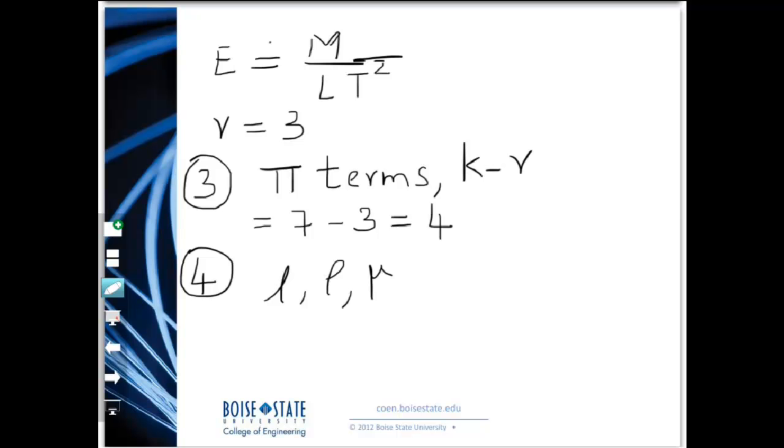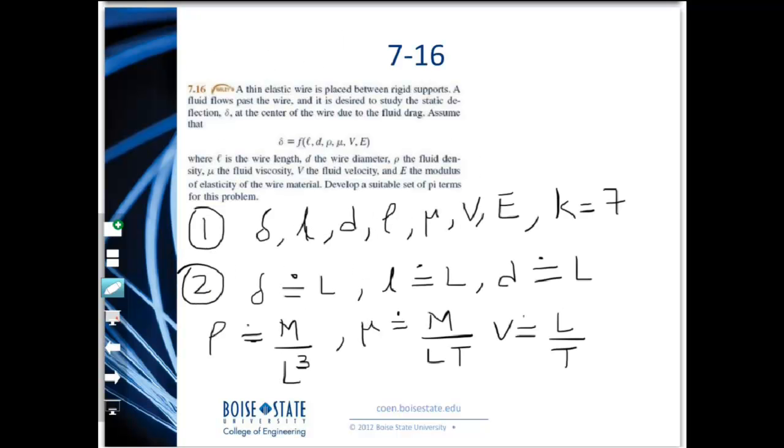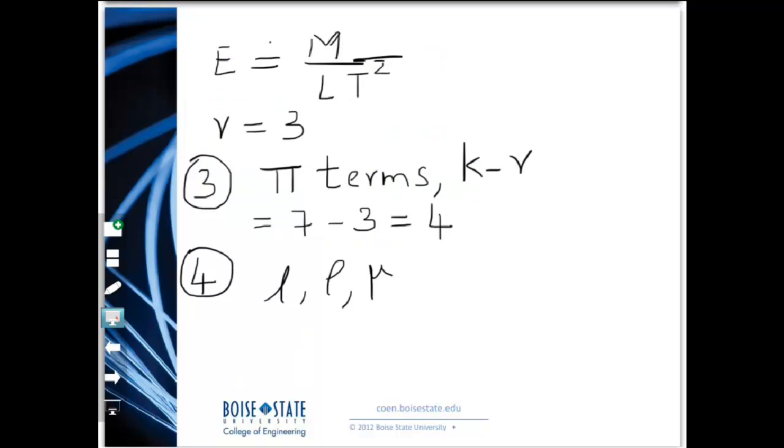Another way to look at it is I can pick D, V, and E as my repeating variables. Even they don't form a dimensionless group. So you can see that you can come up with several answers, but as long as you come up with 4 pi groups, you should be fine. And with experience, you'll realize which ones you can control experimentally, and you'll pick those pi groups. For now, let's go ahead and pick L, rho, and mu as our repeating variables.